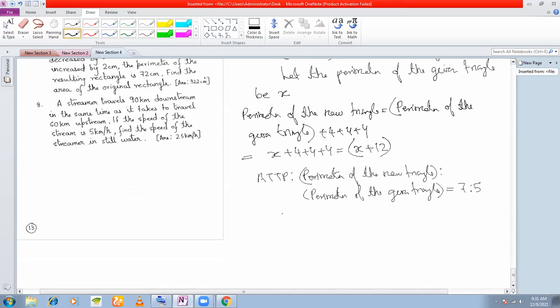So that means the perimeter of the new triangle we have found is x plus 12, to the perimeter of the given triangle which was x, is 7:5. So we get x plus 12 by x is equal to 7/5. Convert the ratios to fractions, and now you can easily solve this equation to get the value of x.